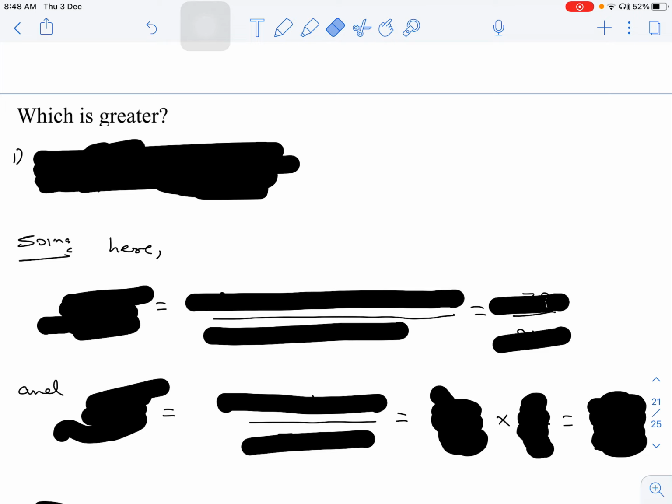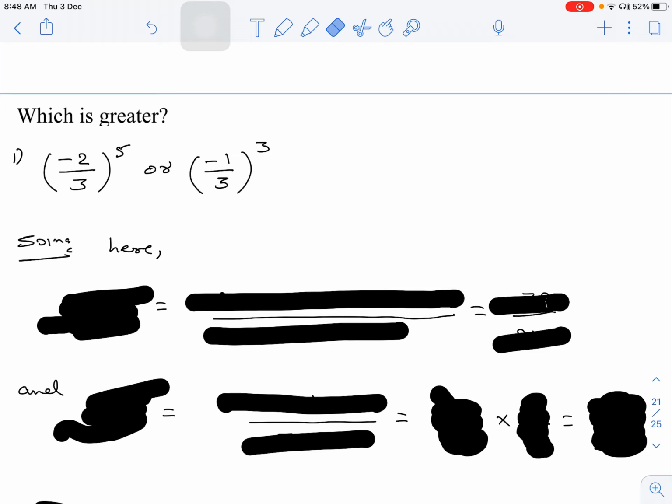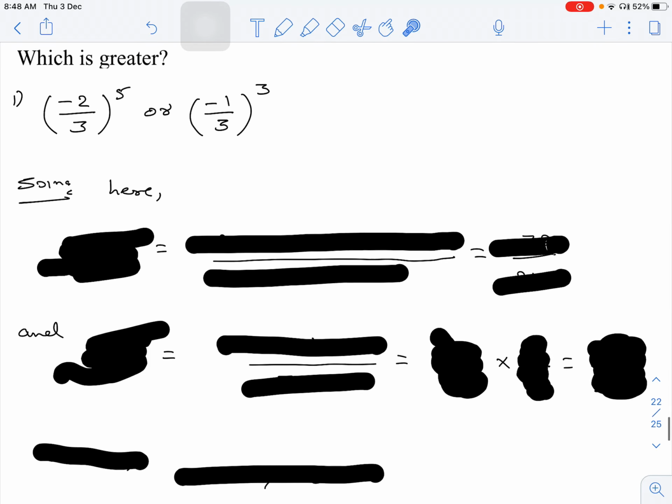So now our next topic is to find which one between the two numbers is greater. That is (-2/3)^5 or (-1/3)^3. Okay, so for that what do we have to do? First we have to find the value of (-2/3)^5.